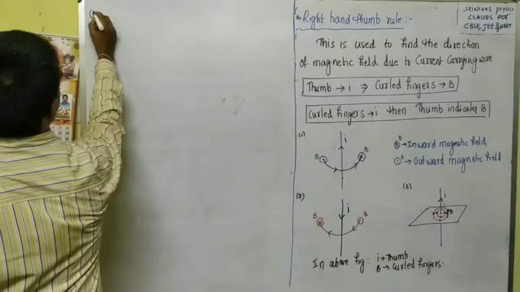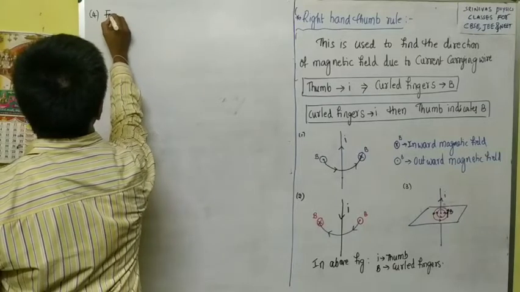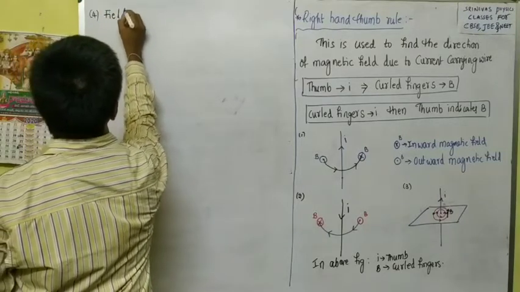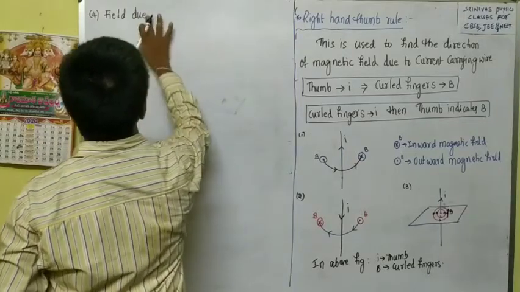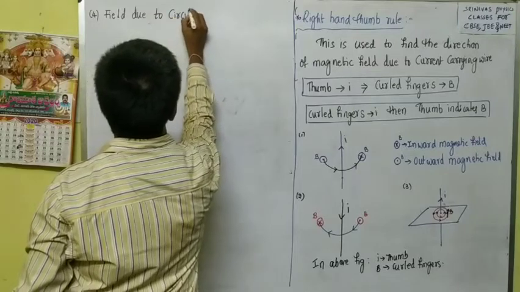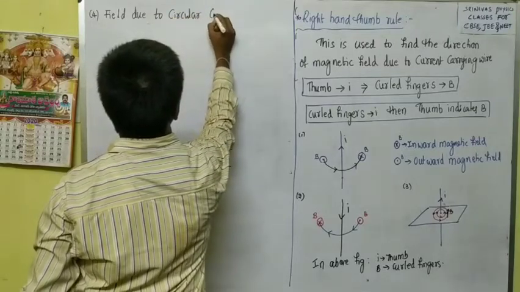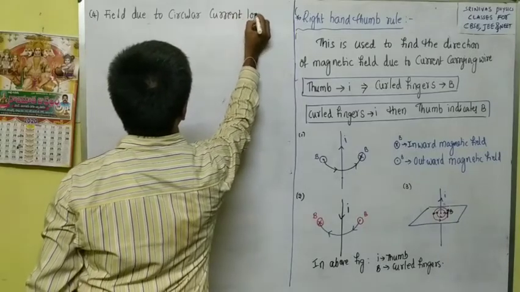The fourth I will tell is the field due to a circular current carrying wire, right? Field due to circular current loop. Okay, look at here, I am taking a circular current loop.